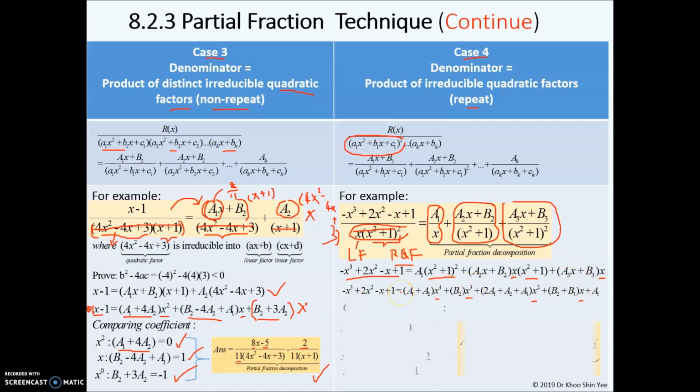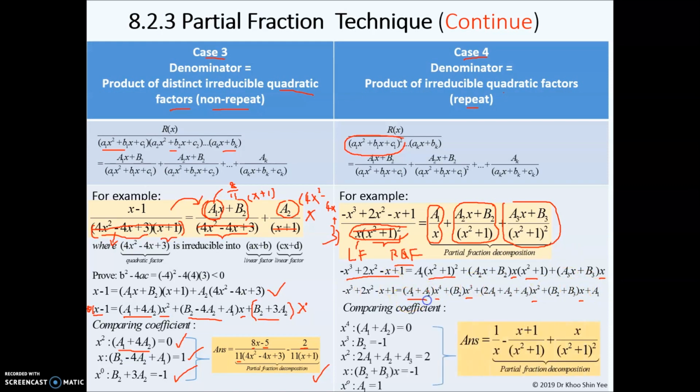Then compare the coefficients. So a1, a2 equal to negative 1, x power 4, you don't have x power 4, therefore it should be 0 here. So this is your first equation. So b2 is x power 3. So x power 3 here you have negative 1. So this is your second equation. So you have 2 here, and this is equal to 2. So this is your third equation. b2 plus b3 will be equal to negative 1 here. Lastly, a1 should be equal to 1 here.